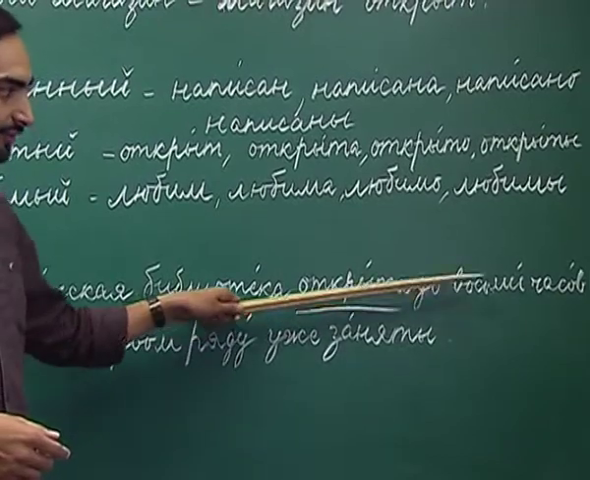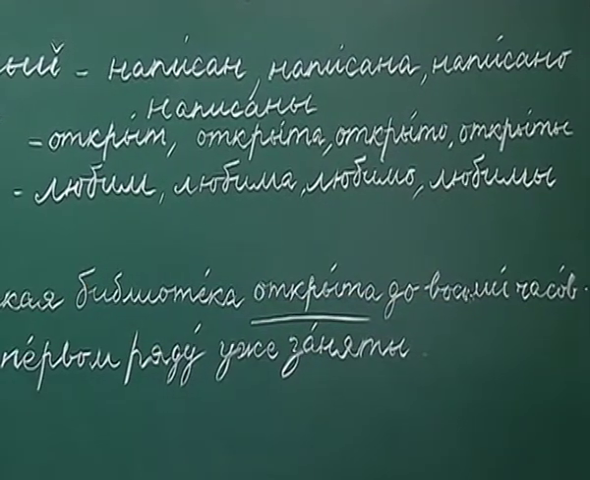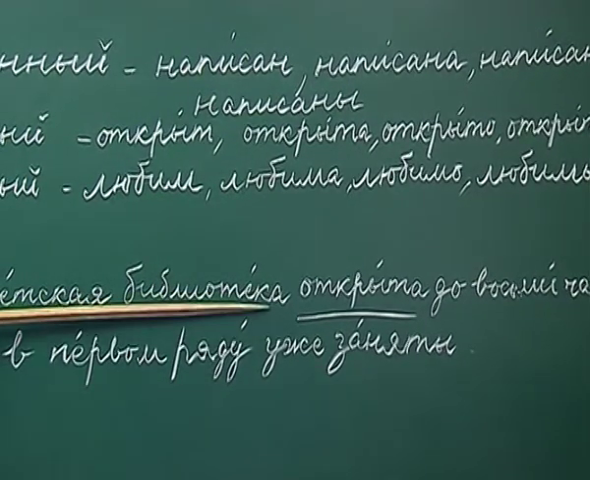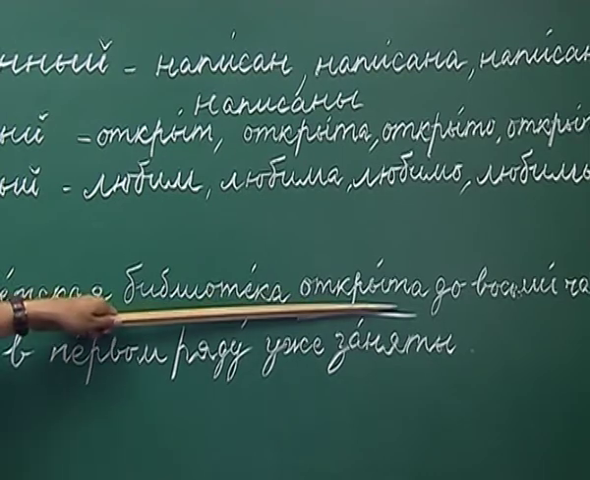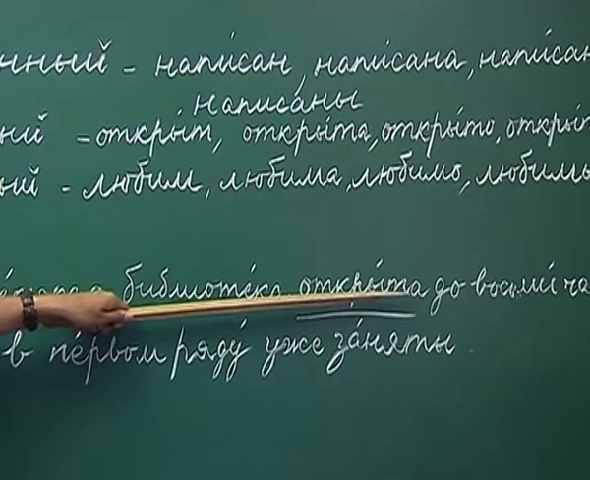After the, we use the genitive case, that is why we have used vasmi from vosim, 8. And biblioteka, which is a feminine gender noun, we have used the feminine form of the short form of participle: atkrit, atkrita.